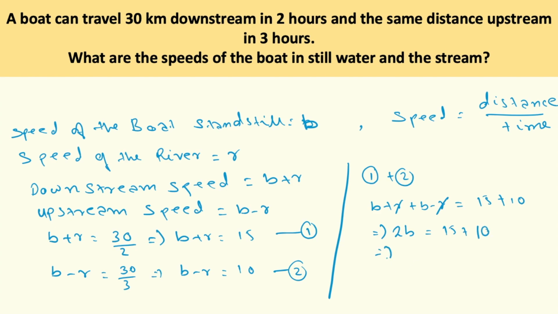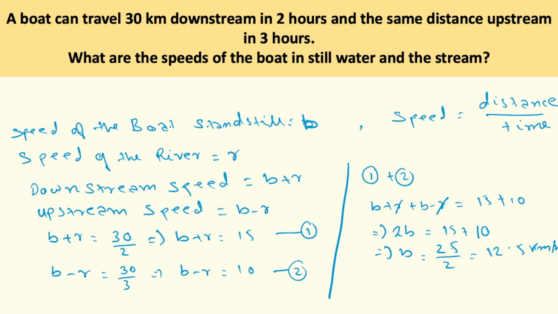Hence B is equal to 25 divided by 2, which is 12.5. This is kilometers traveled in a certain amount of time, which is in hours. Hence it will be kilometer per hour. So this is the speed of the boat individually without having any assistance from the river speed.